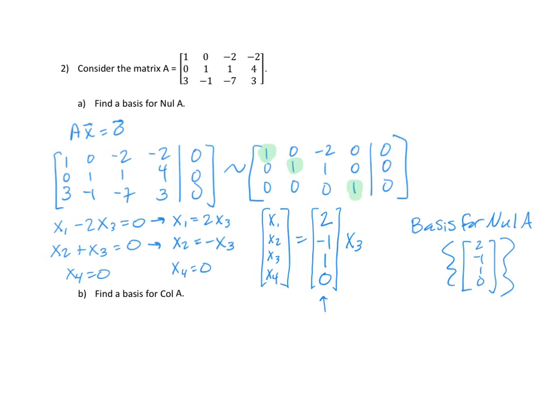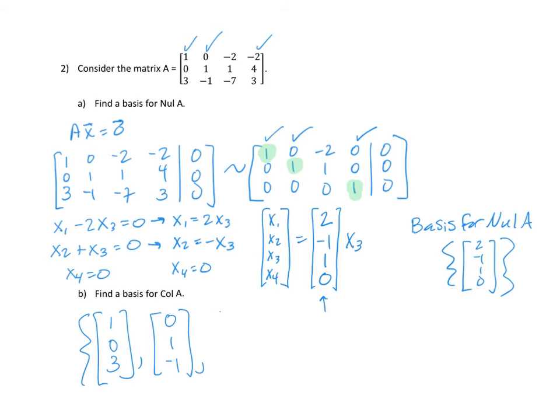A basis for the column space of A is the set of pivot columns from A. So to identify the pivot columns, you have to row reduce, and we've already identified them: pivot column, pivot column, pivot column. But then we have to take those columns from matrix A. So column 1, column 2, and column 4. So 1, 0, 3, 0, 1, negative 1, and negative 2, 4, 3. That's my basis for the column space.